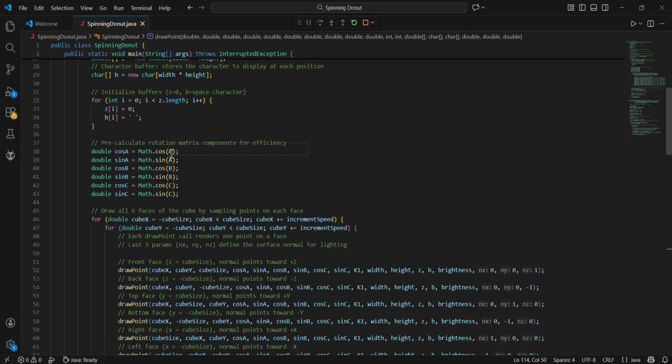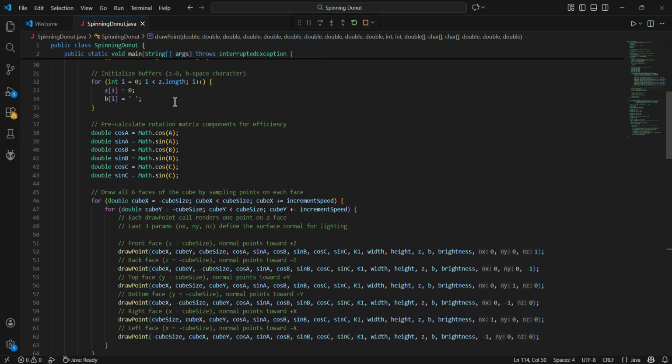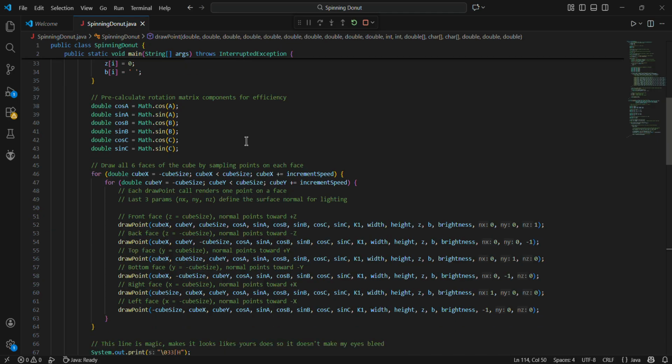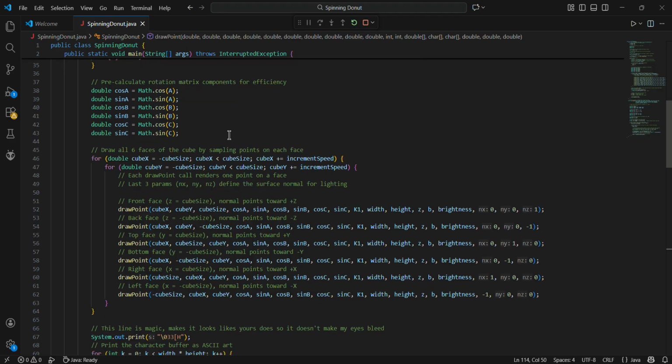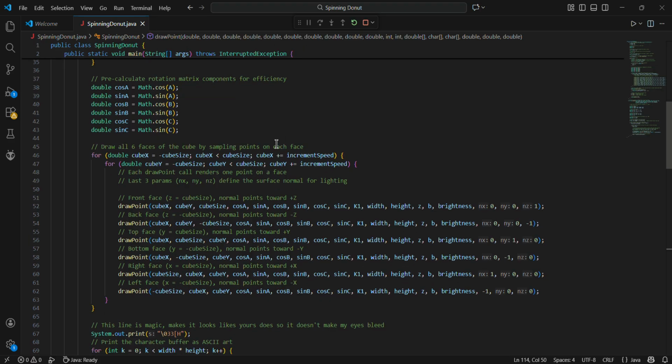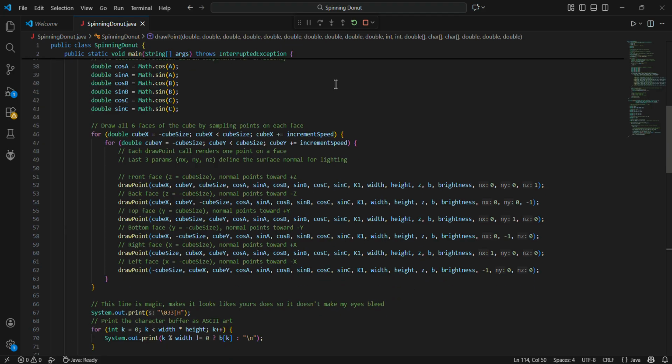We are going to set up these buffers basically just by running through the length of them and filling them with zeros and spaces. So pretty standard stuff. These are all just simple grabs so we don't have to sit there and recalculate, because if we were to try to recalculate multiple times, it's very, very slow.